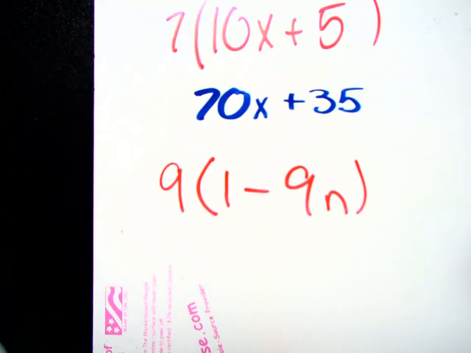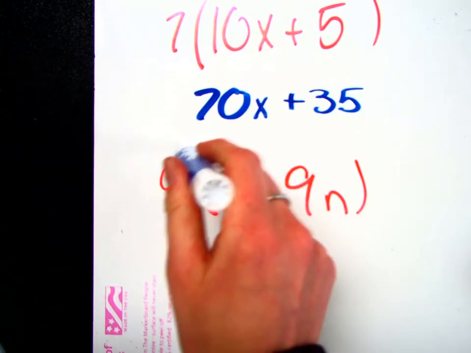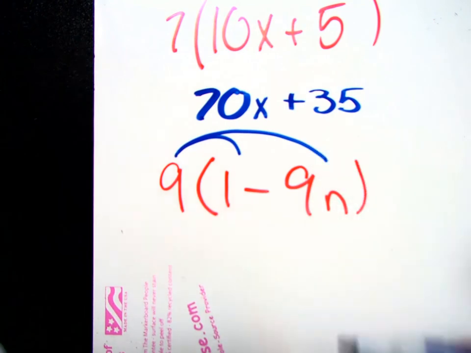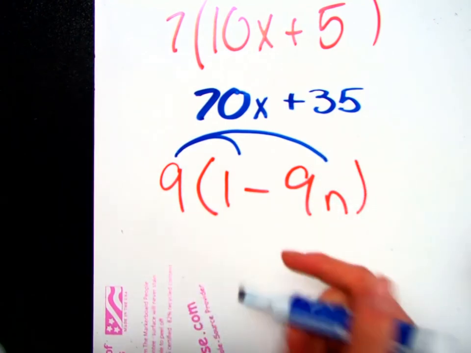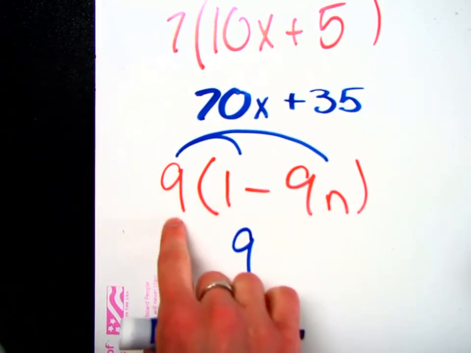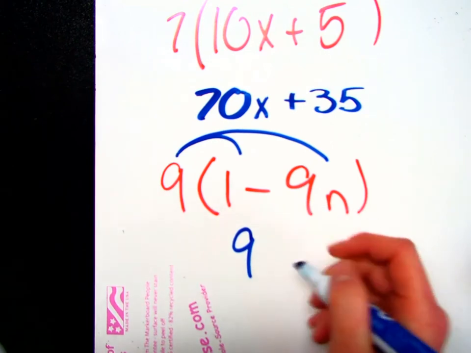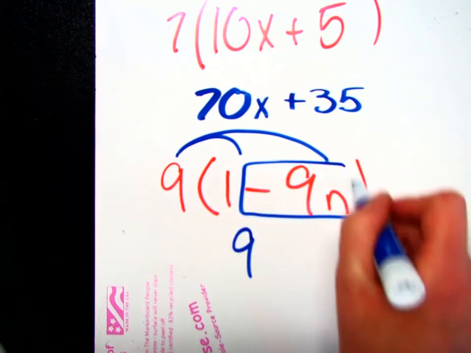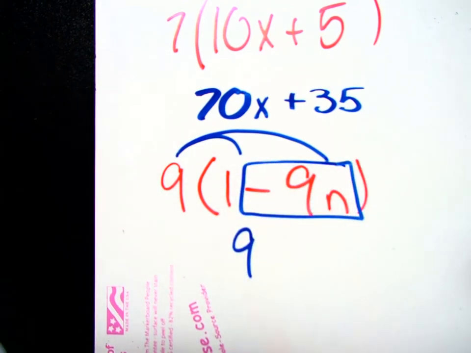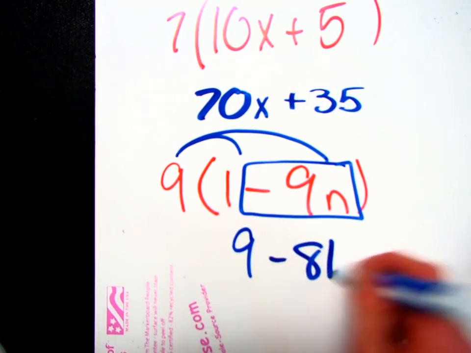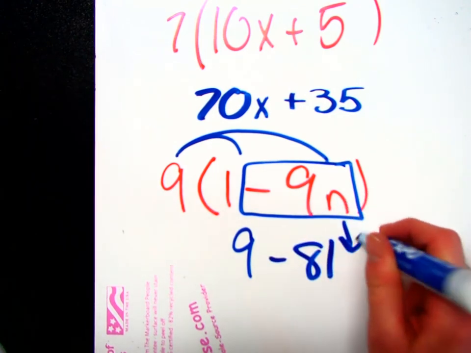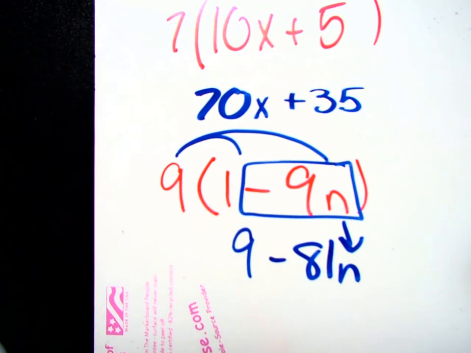Second example, 9 times (1 - 9n). Don't worry if your letter is in the back, we'll still do it the same way. 9 times 1 is 9, and then 9 times 9, actually negative 9, notice, because it has a minus sign in front of it, is a negative 81, so I'll just drop that down and then bring down the n behind it because it was part of the original, so it has to be part of our answer.